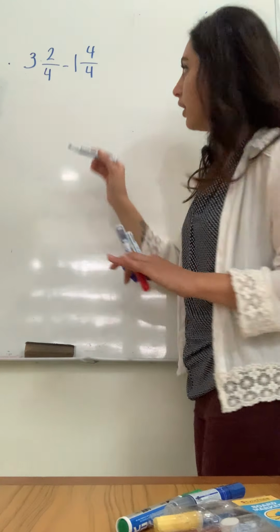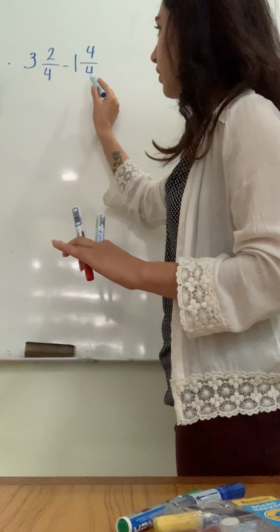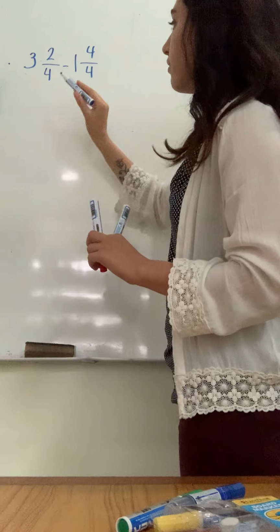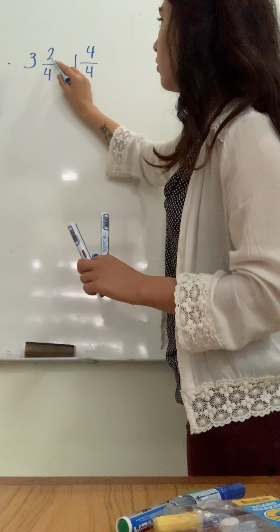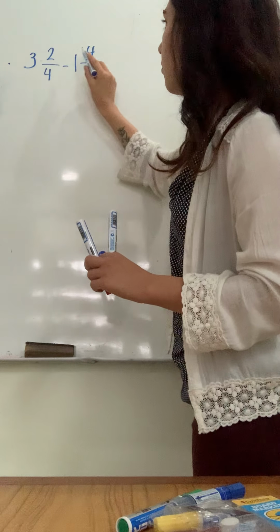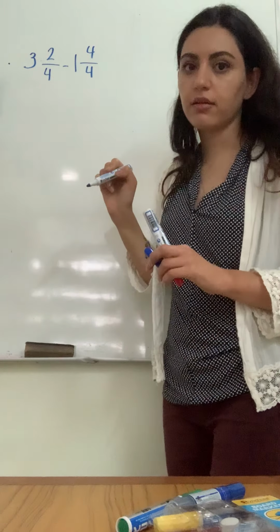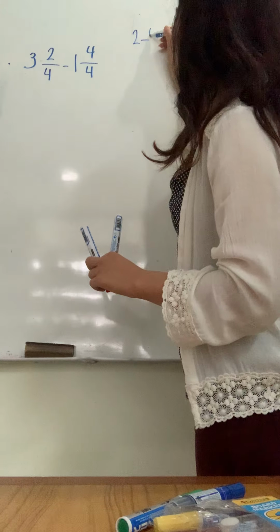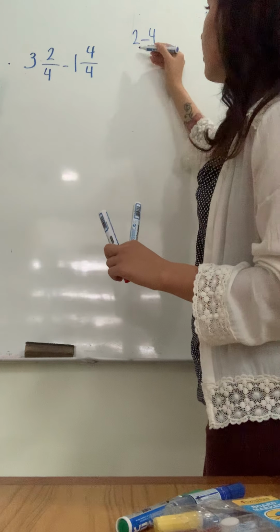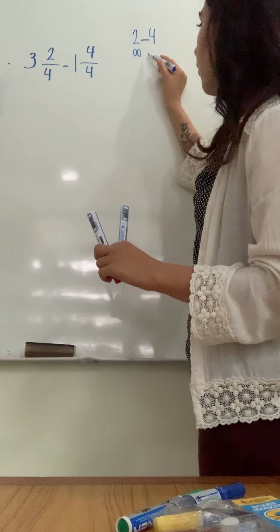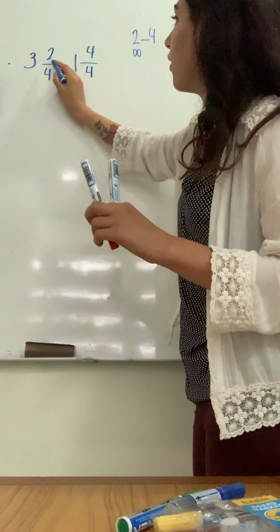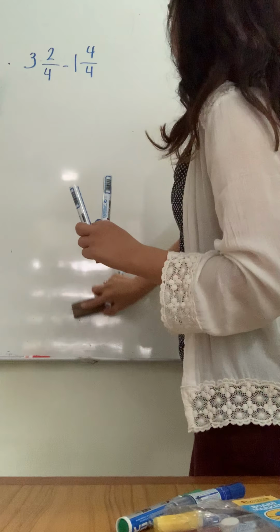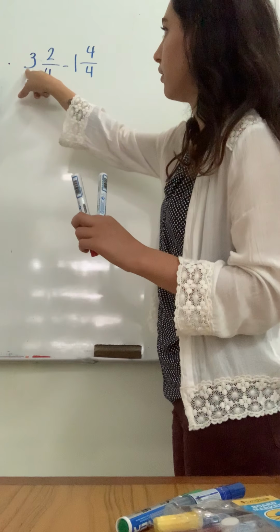So that's okay. Then we don't have to change the denominators or make them the same because they're already the same. The second thing we're going to do is to subtract 2 minus 4. Is that possible? No. We cannot say 2 minus 4. We cannot say we have 2 take away 4. Because it's not possible, then we have to borrow from 3.